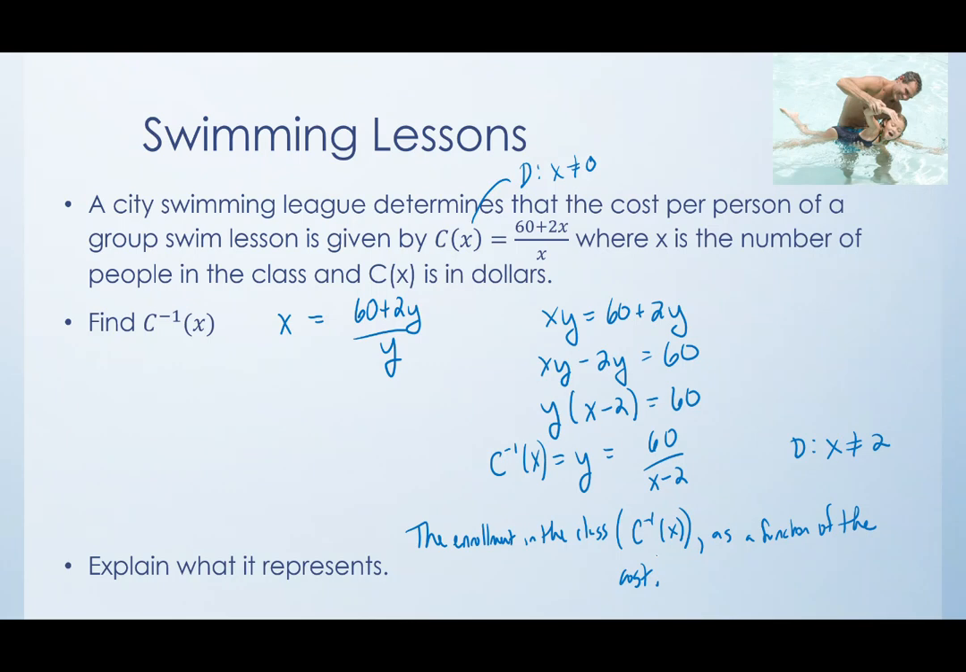So in other words, if you charge $3, you will have 60 people in the class. As you charge more and more money, you get fewer people in the class. If you charge, let's say, $12, right, that would be 60 over 12 minus 2, so 60 over 10, you would only have 6 people in the class. Yeah, and that makes sense from a business standpoint, right? The more you charge, the fewer people buy it. So that is it for this chapter.